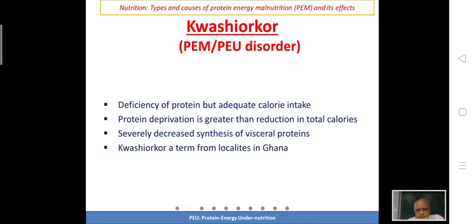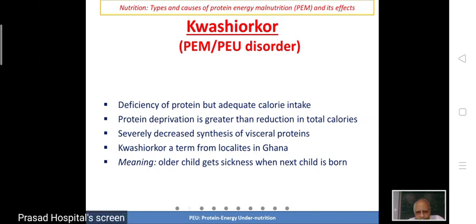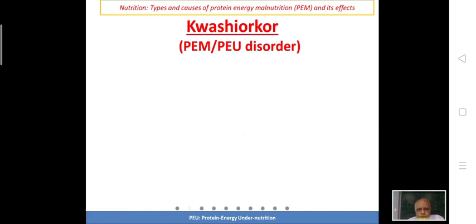Kwashiorkor is a term from the localities of Ghana. This word comes from Ghana, and what it means, just for your knowledge, is that the older child gets sickness when the next child is born. That's what it means. When the child becomes 5 years old and the other child comes, then it gets sick. On the birth of the second child, the first child often falls sick. This is Kwashiorkor disease, and this is because of less protein intake.